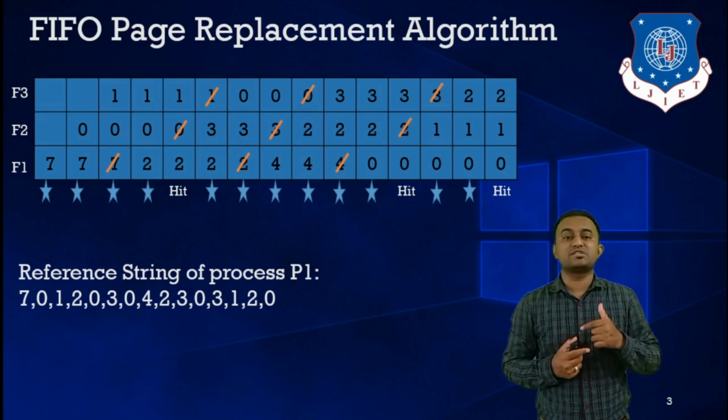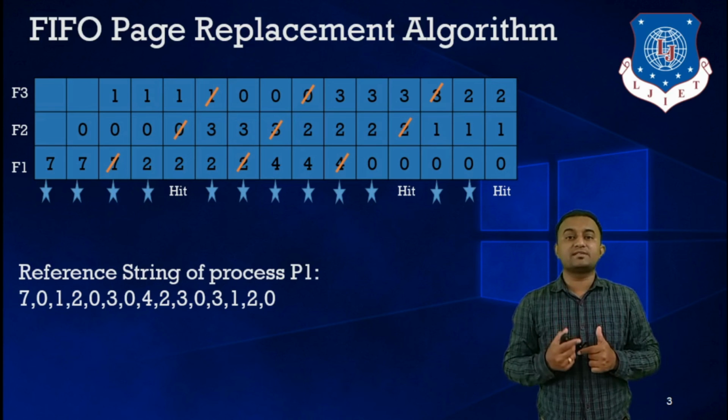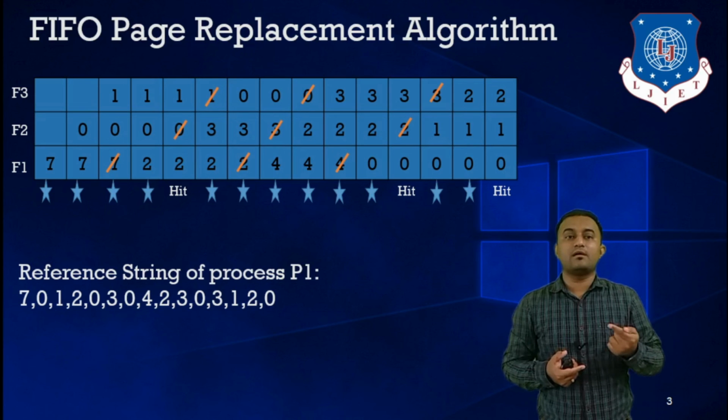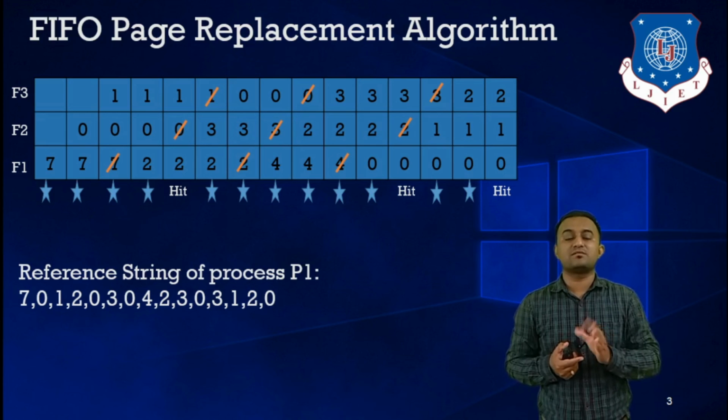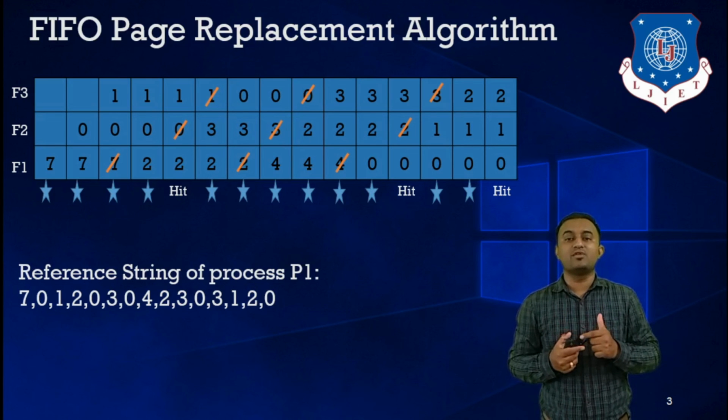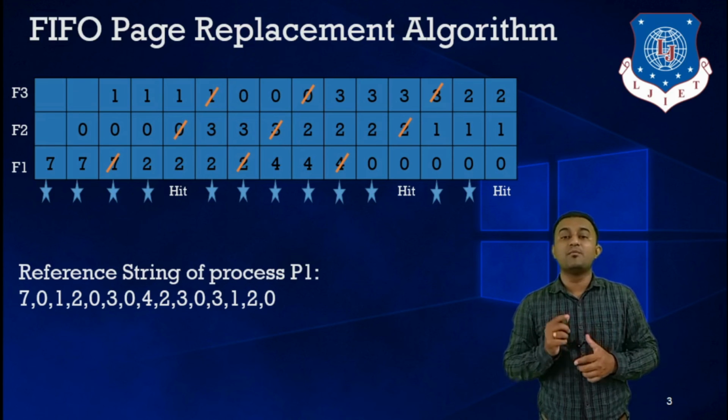Now the next request is page number 2. Does page number 2 already exist? It does not exist. So again we will replace an existing page. Now the turn is frame number F3. So the F3 value is replaced with 2. Now the updated values are 0, 1, 2, and this is a page fault.